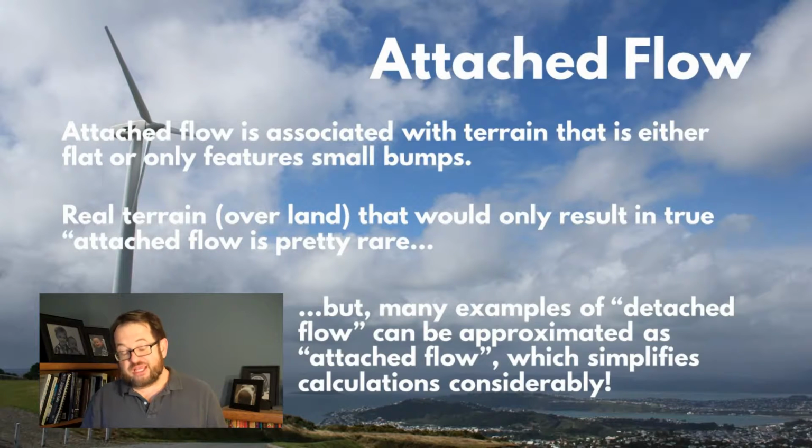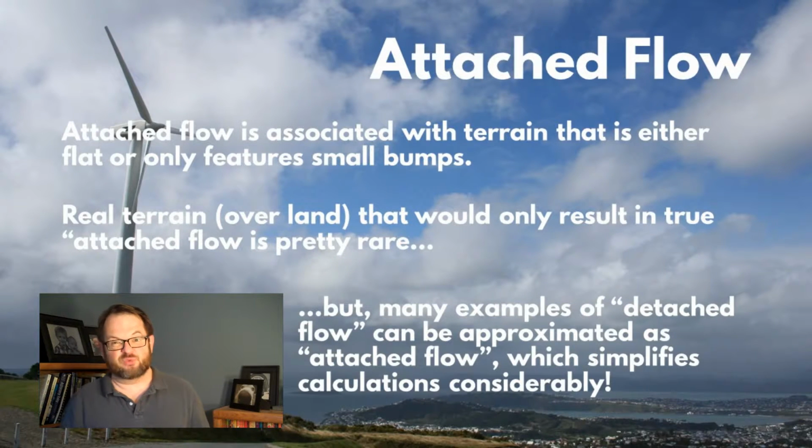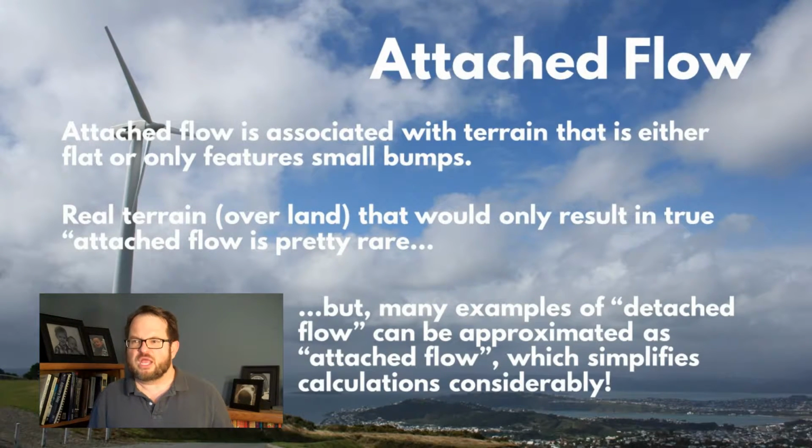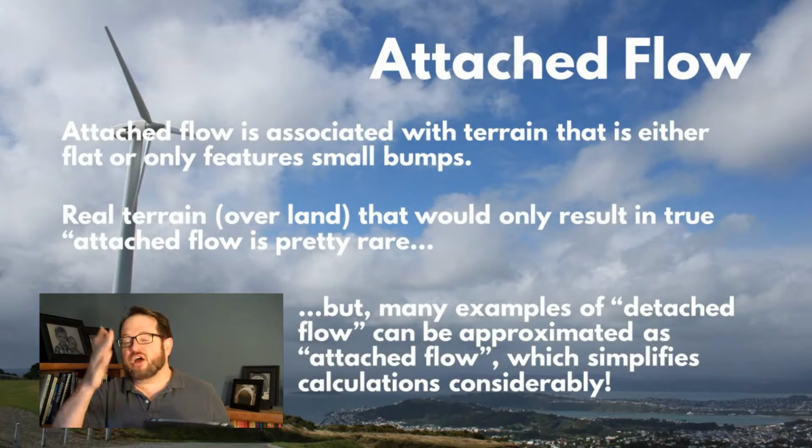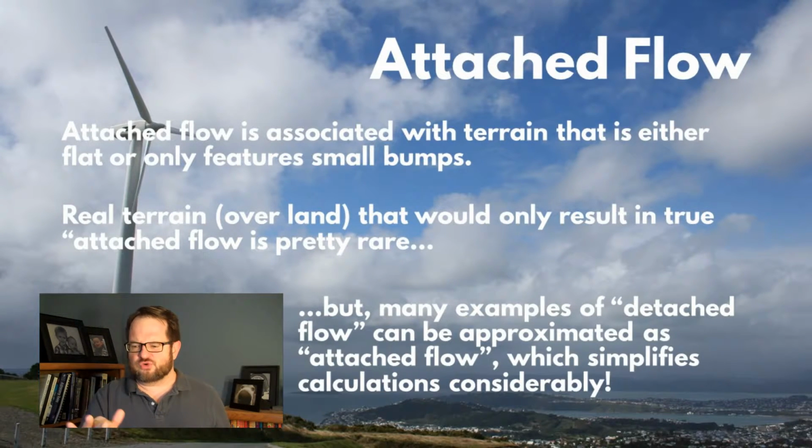Honestly, real terrain in the real world doesn't really fit that definition all that well, even other than over the ocean. Over the ocean might be a different story, but almost any features over the land are going to cause so-called flow separation, leading to detached flow. But attached flow is not a terribly bad approximation to what the flow is doing when it is detached anyway.